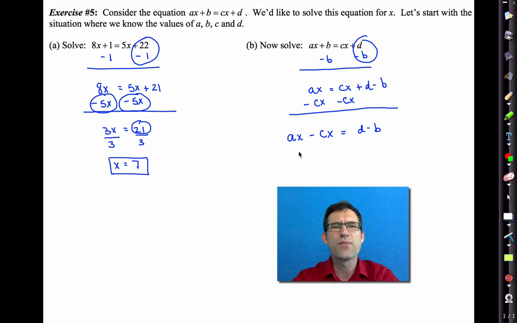The question is, what can we really do? Before, we said 8x minus 5x is 3x. ax minus cx, well, you know what I'm going to do? I'm going to factor an x out.